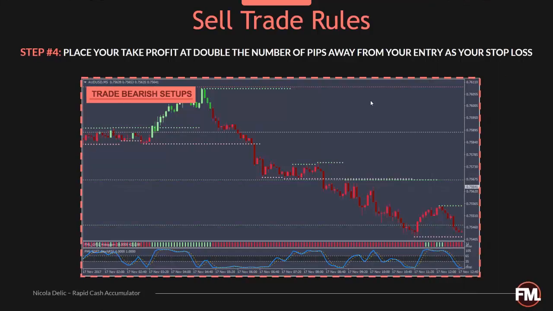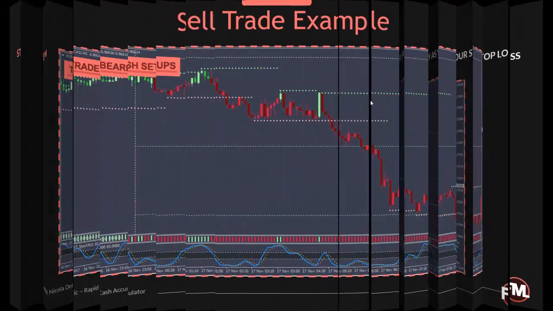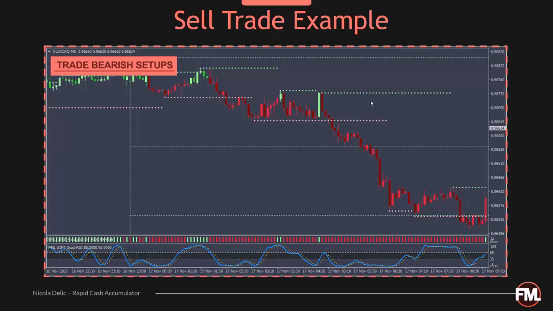And for take profit, place your take profit at double the number of pips away from your entry as your stop loss. So double the distance from your entry to stop loss, like shown on this picture. For example, if from your entry to stop you have 50 points or pips, however you want to call them, you are going to use 100 points for your take profit. Now, let's see the example.